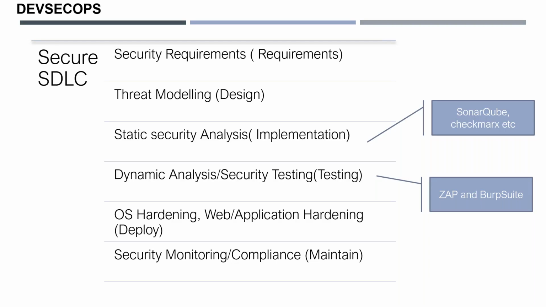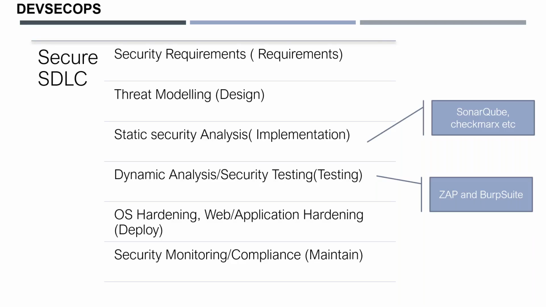There will be tools, as I told you, for dynamic security testing. People use ZAP and Burp Suite, IBM AppScan, HP WebInspect. There are a number of tools available. And for static security testing, that means at the code level, it's SonarQube, Checkmarx, etc.